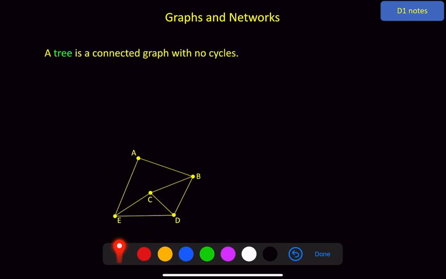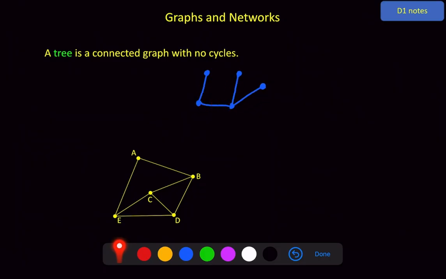A tree is a connected graph with no cycles. So on the bottom here, you can see that we have a cycle here, we have another cycle here, but a tree has no cycles. If I were to draw an example, something like this, this is a tree. There's no way to cycle in this graph. If I connect here, then I could, and it would be a cycle. So this is a tree.